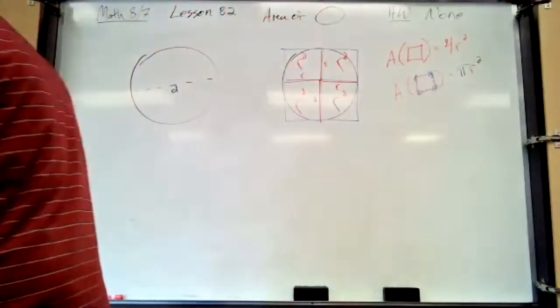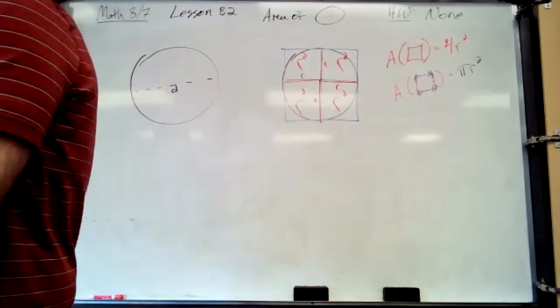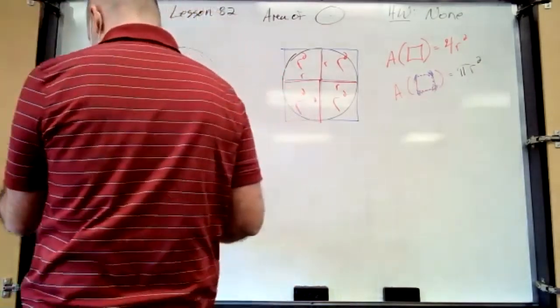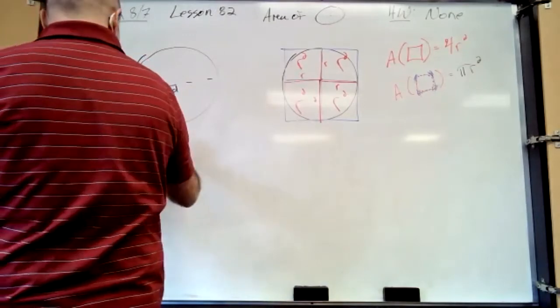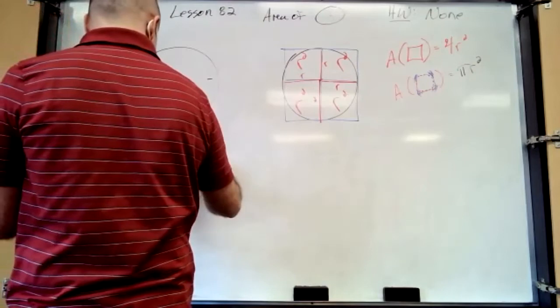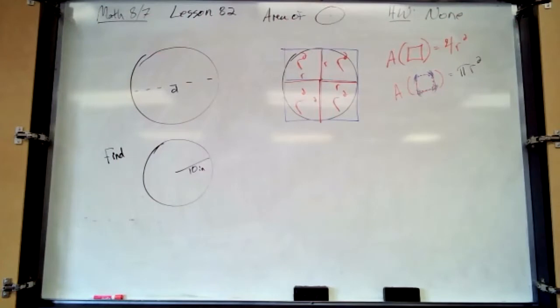So let's do a couple examples, and then we'll be done for the spring, okay? Let's see, let's find the area of this circle. Ready, go. So you can either give it to me in terms of pi, like something pi, or you can give it to me after you multiply by 3.14, which is pi, right? I'm going to give you both answers, but give me one.